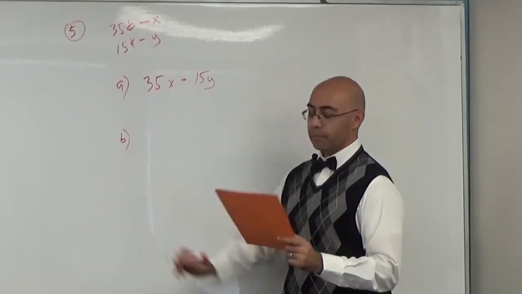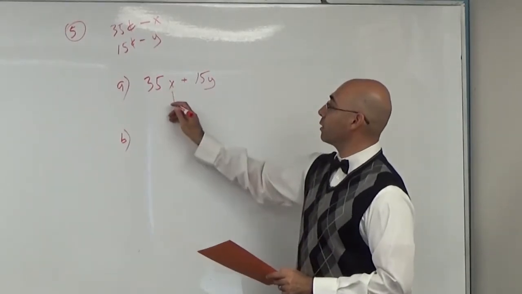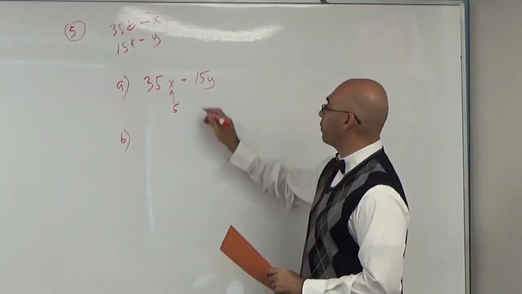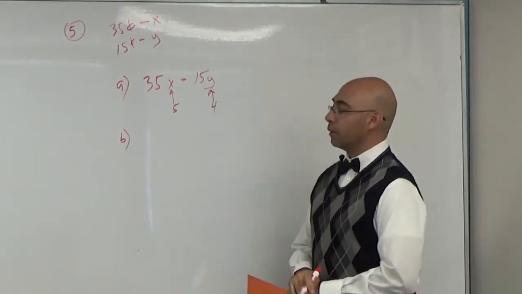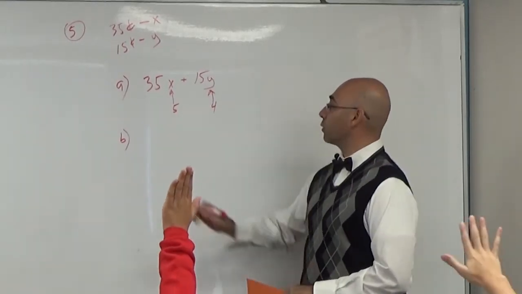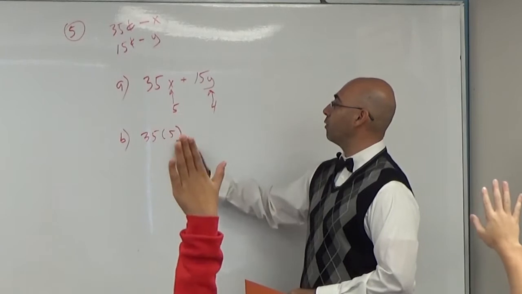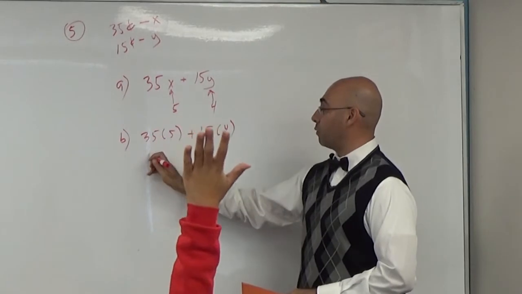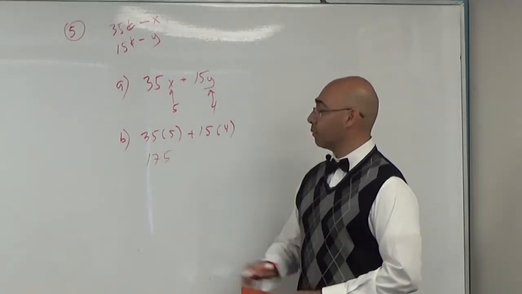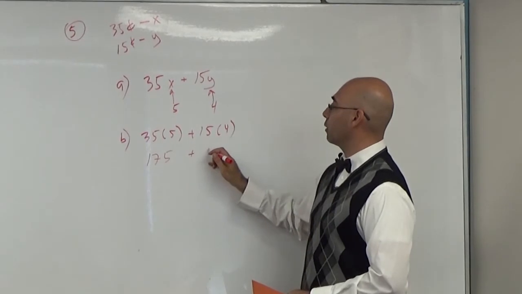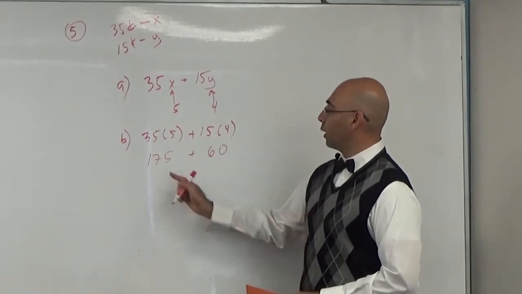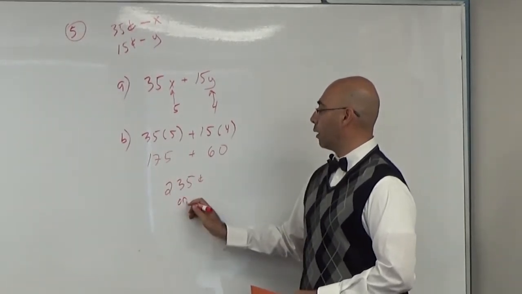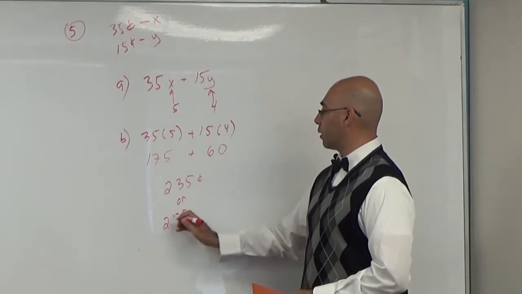Now part B. She bought 5 of these. So let's say X is equal to 5. She has 5 of those, and she has 4 15-cent stamps. So I'm going to replace those letters there. So this becomes 35 times 5 plus 15 times 4. 35 times 5 is 175. Remember, that's cents. 15 times 4 is 60 cents. When you add 175 plus 60, you get 235 cents or $2.35. That's what I put.